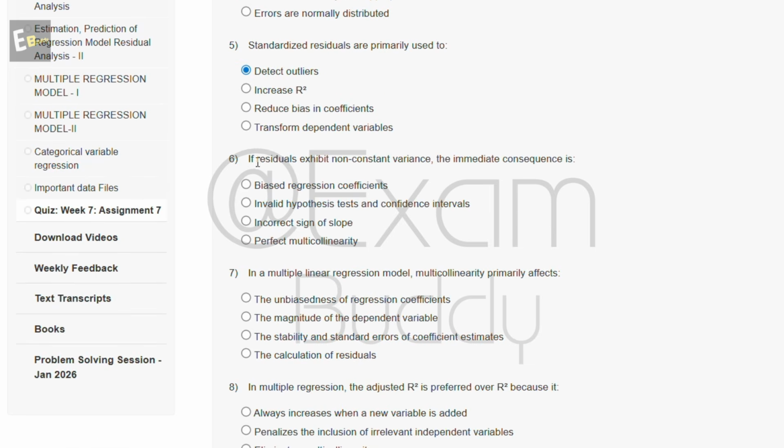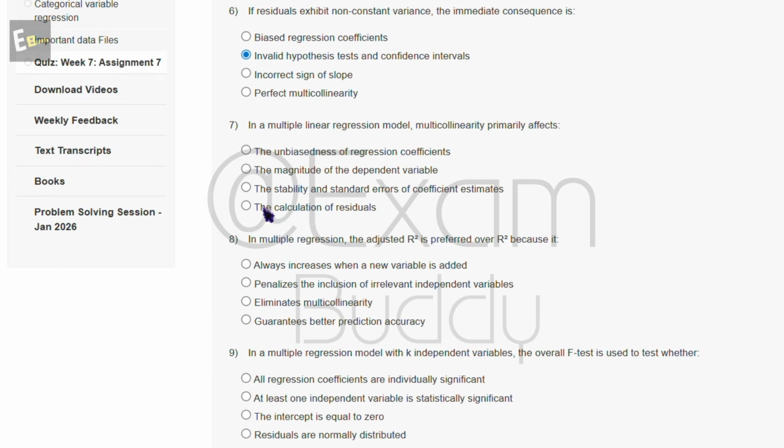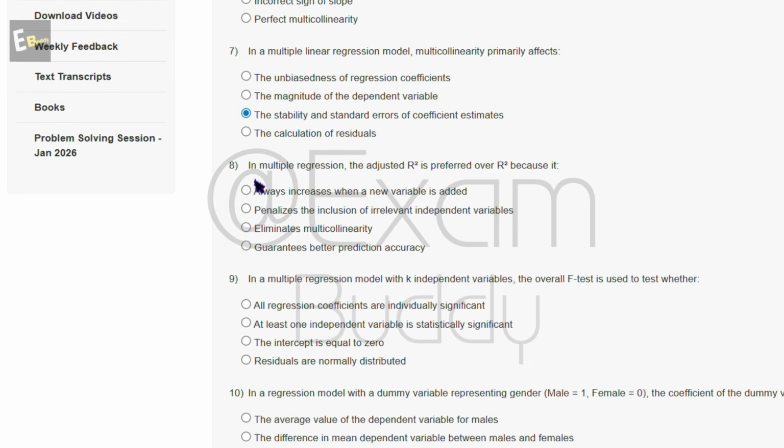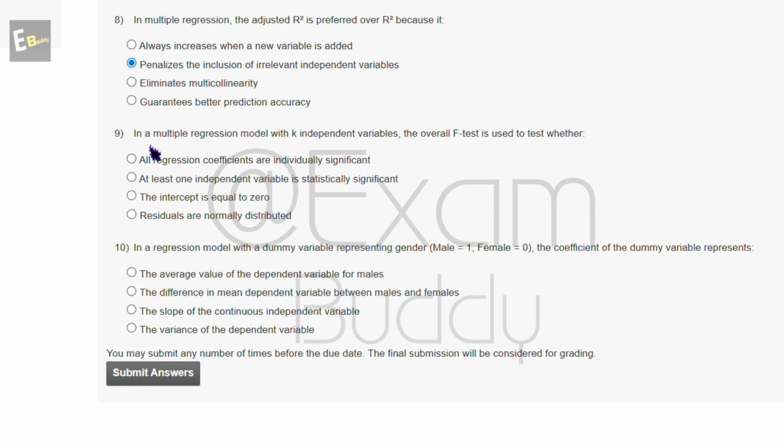Question number 6, if residuals exhibit non-constant variance, the immediate consequence is, and the answer is option B. Question number 7, in a multiple linear regression model, multicollinearity primarily affects, and the answer is option C. Question number 8, in multiple regression, the adjusted R-squared is preferred over R-squared because it, and the answer is option B.